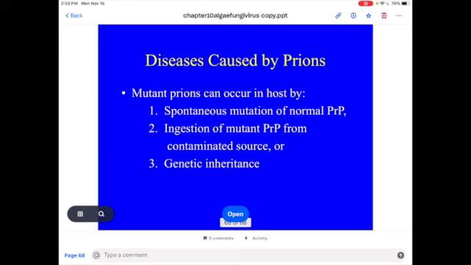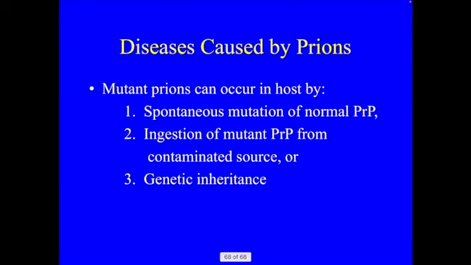You can get a spontaneous mutation, or ingestion from a contaminated meat source, and this is why if they find any evidence of prion proteins in mad cow disease in a herd of cattle, the entire herd of cattle has to be destroyed. Because if that meat is contaminated, it can and will lead to spongiform encephalopathy, mad cow disease. So that finishes up.